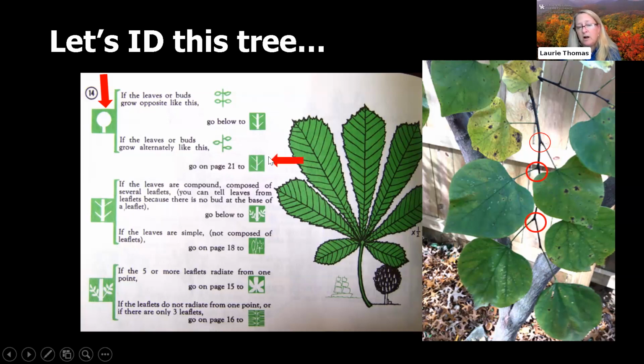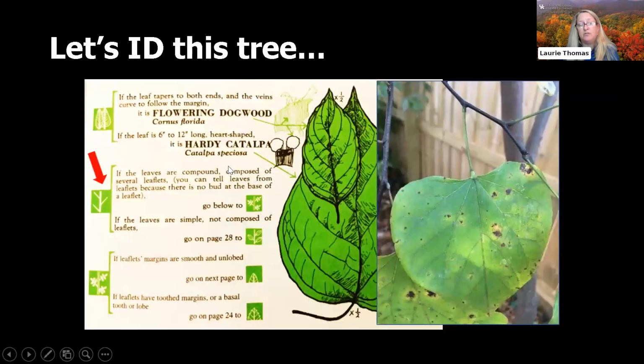So let's remember what that alternately arranged symbol looks like and go over to page 21 now. We'll flip over to 21, and that bracket's in the middle this time. So we're going to look for the statements at that bracket with the alternately arranged twigs or leaves. Now it's asking us about our leaf form. If the leaves are compound, and it even describes what compound is in case you forget, that they're composed of several leaflets, and you can tell leaves from leaflets because there is no bud at the base of the leaflet. Or if the leaf is simple and not composed of leaflets.